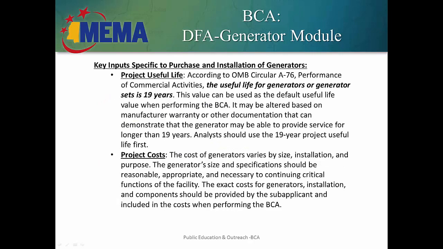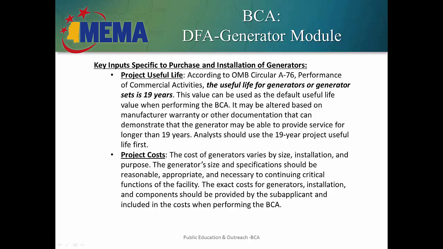There are several key inputs specific to the purchase and installation of generators. Project useful life: according to OMB Circular A-76, performance of commercial activities is 19 years. This value can be used as the default useful life value when performing the BCA. It may be altered based on the manufacturer warranty or other documentation that can demonstrate that the generator may be able to provide service for longer than 19 years. Analysts should use the 19-year project useful life first.